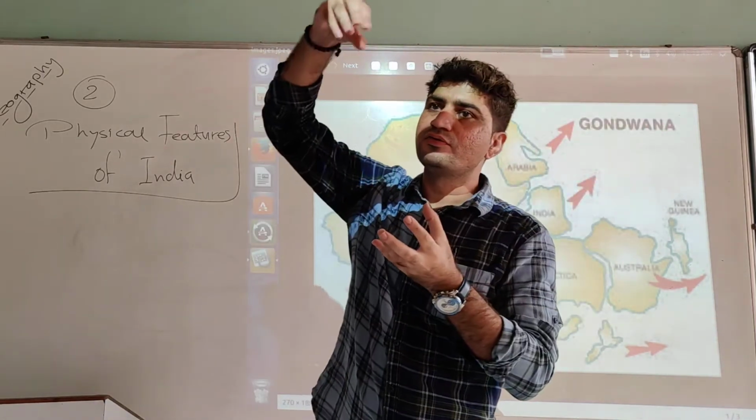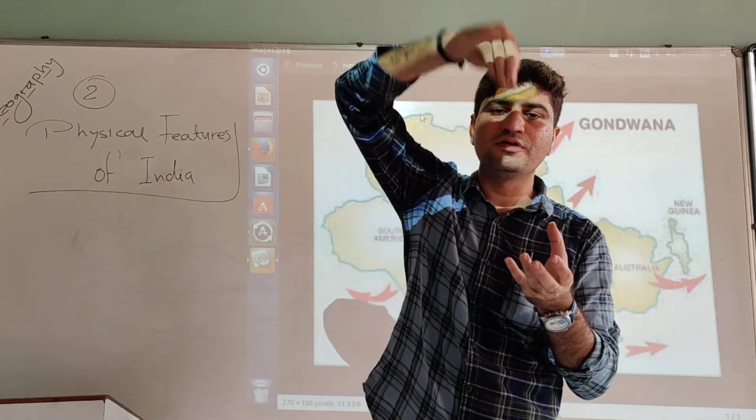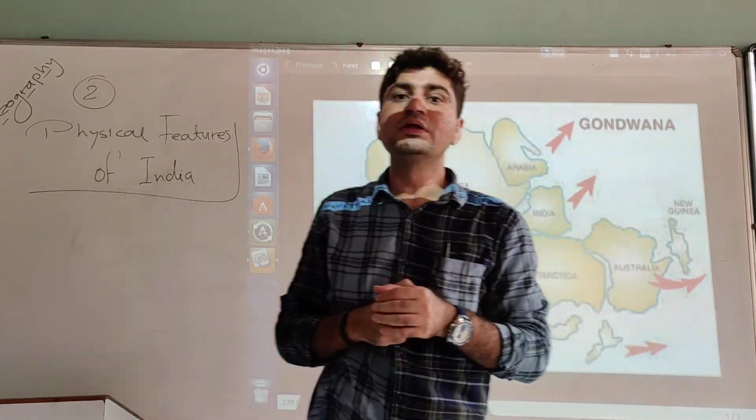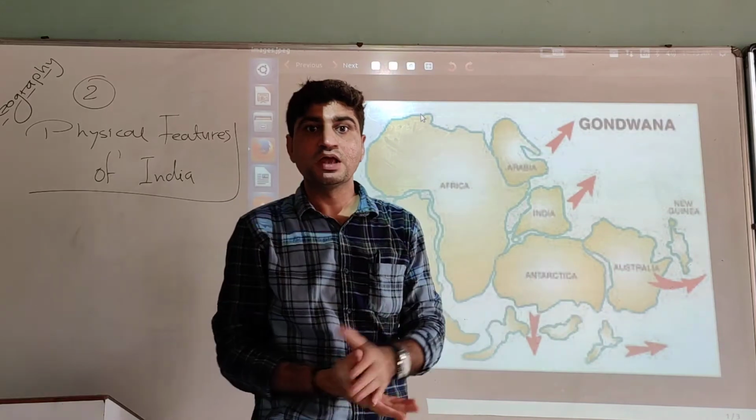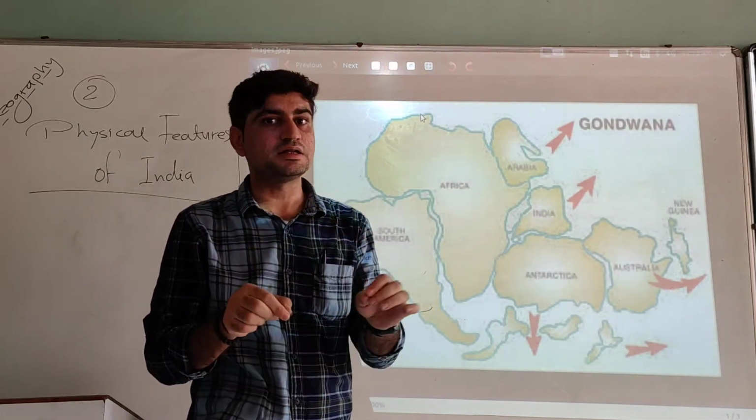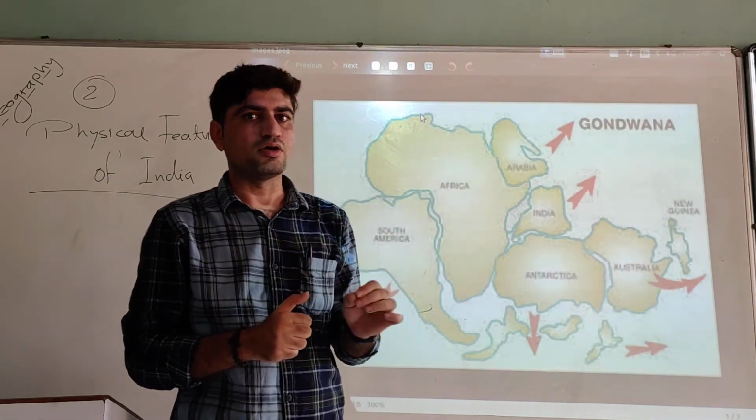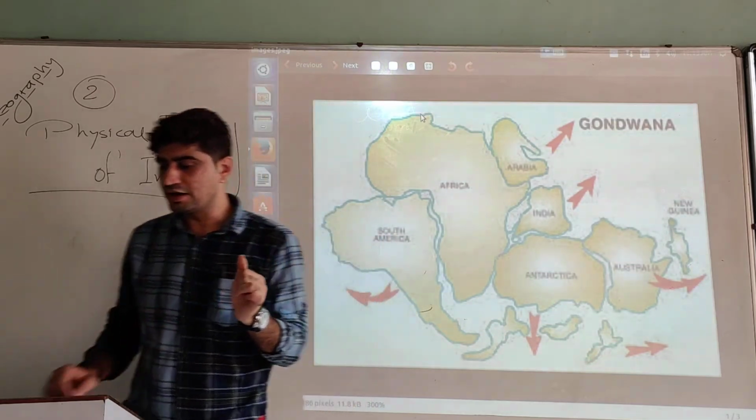The mountain form of the land arose, the uplifted land that we call the Himalaya, because in the basin of the Tethys Sea there were sedimentary rocks. So this way the Himalayas were formed.